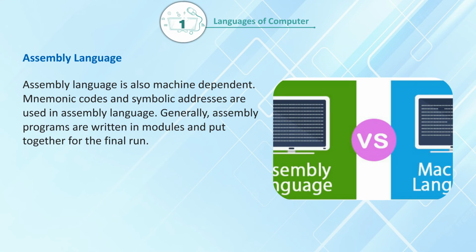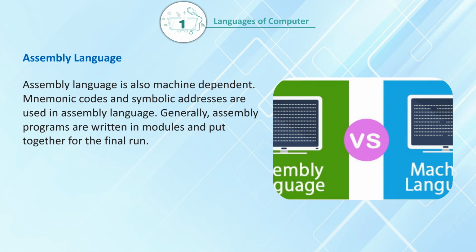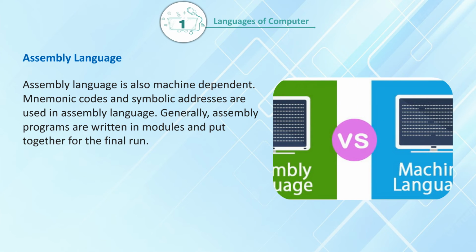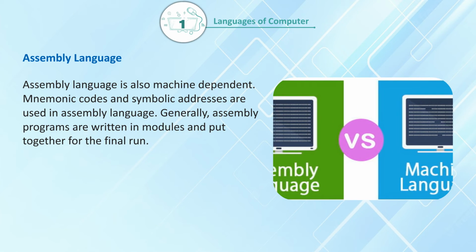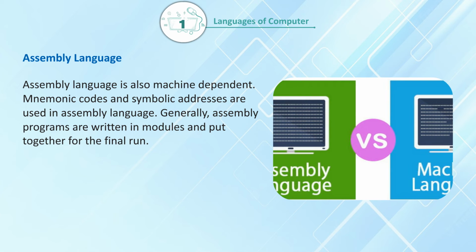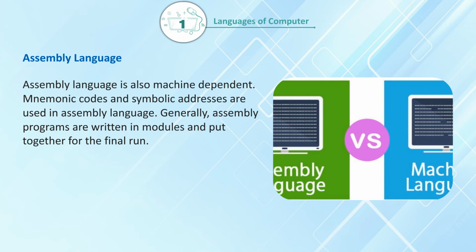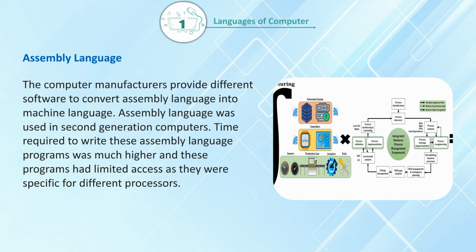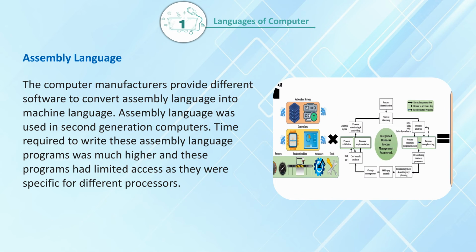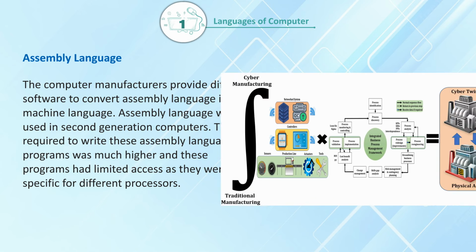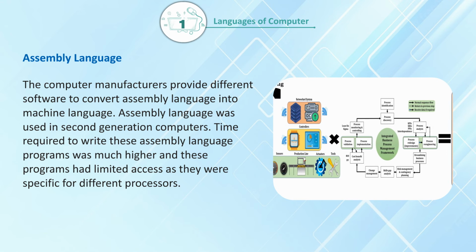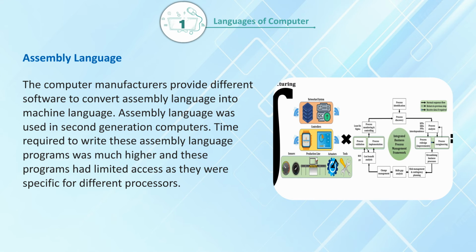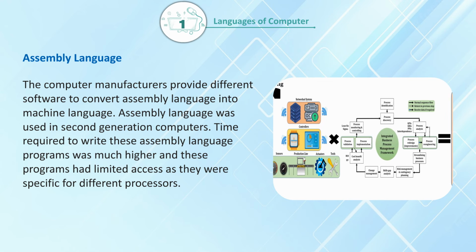Assembly language. Assembly language is also machine dependent. Mnemonic codes and symbolic addresses are used in assembly language. Generally, assembly programs are written in modules and put together for the final run. The computer manufacturers provide different software to convert assembly language into machine language. Assembly language was used in second generation computers.